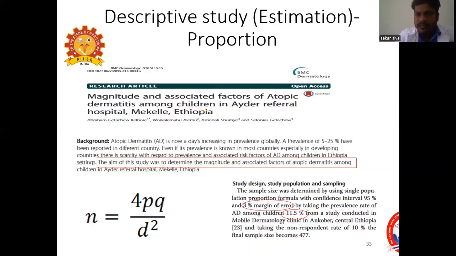The sample size was determined using the single population proportion formula with a confidence interval of 95% and 3% margin of error. Taking the prevalence rate of AD among children as 11.1% from the study conducted at a mobile dermatology clinic in Ankober, Central Ethiopia, and taking a non-respondent rate of 10%, the final sample size became 477. Let's calculate the sample size.